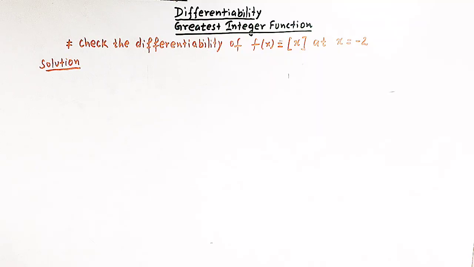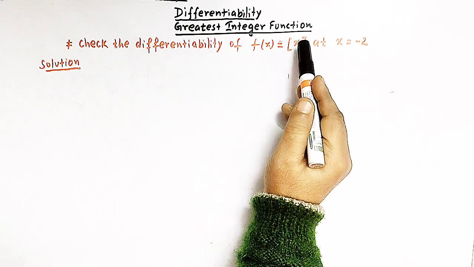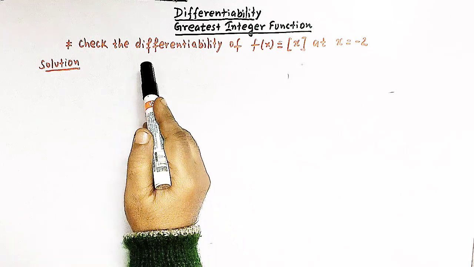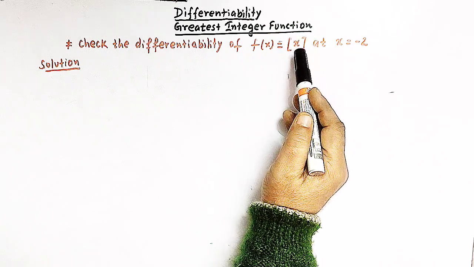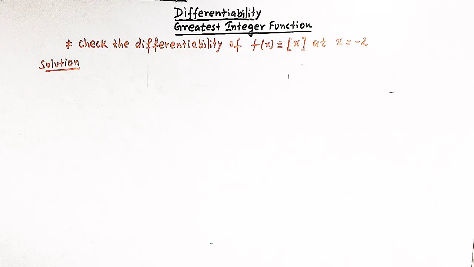Hello viewers, in today's session we are going to discuss an important conceptual problem from differentiability of functions. In this session we are going to check the differentiability of the greatest integer function, that is f of x is equal to greatest integer of x at x is equal to minus 2. Here we'll use the concept of right hand derivative and left hand derivative to check the differentiability of the greatest integer function at this integer point, that is x is equal to minus 2.